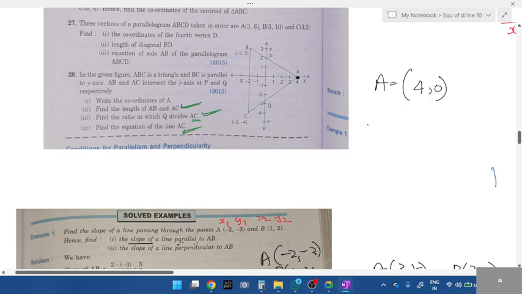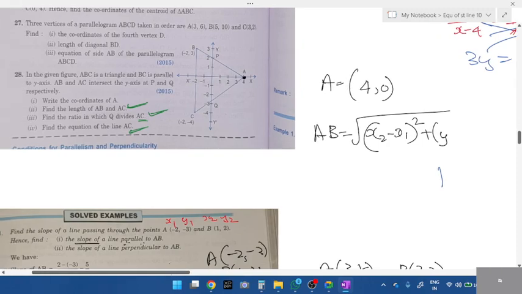Find the length of AB and AC. Separate. So for AB, find the value, students, right? X2 minus x1, the whole square, plus... next A and C. There are two different questions combined together. Complete this.